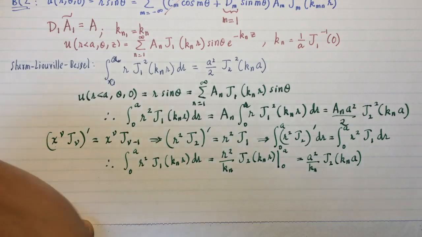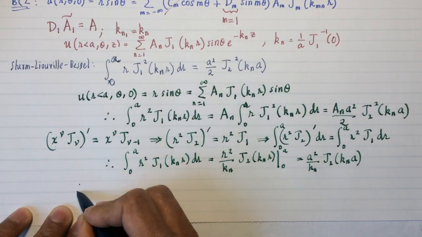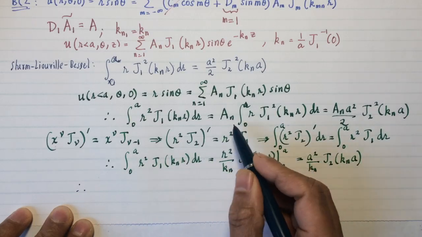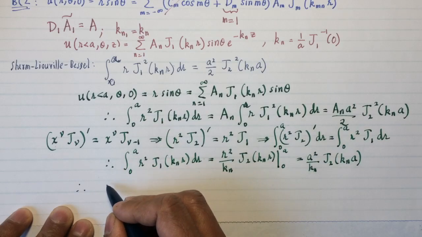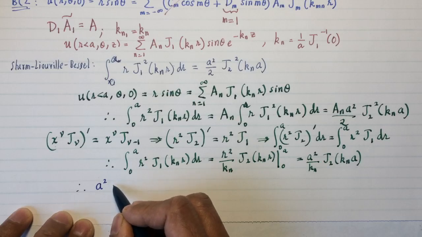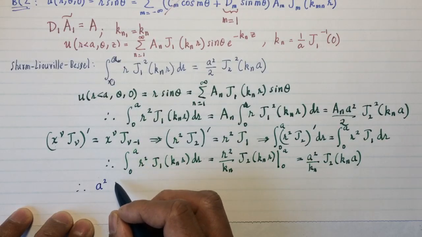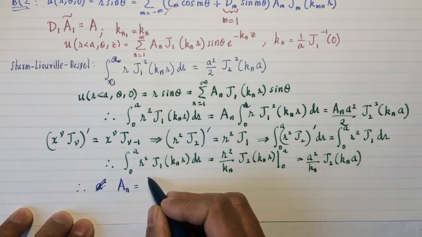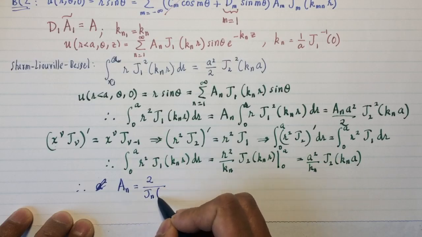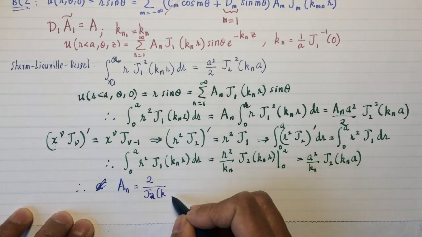So let me do that one step. The left side is a squared. I'll just write the answer. It's a_n equals 2 over k_n a, J2 of k_n a.